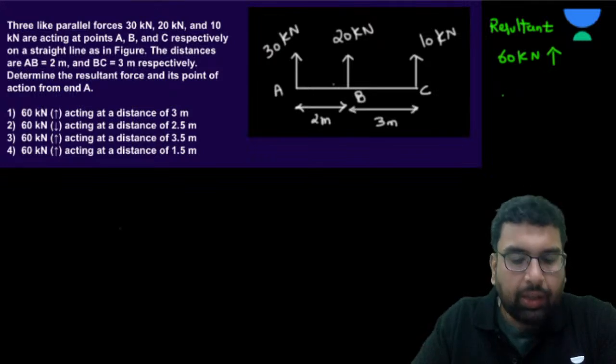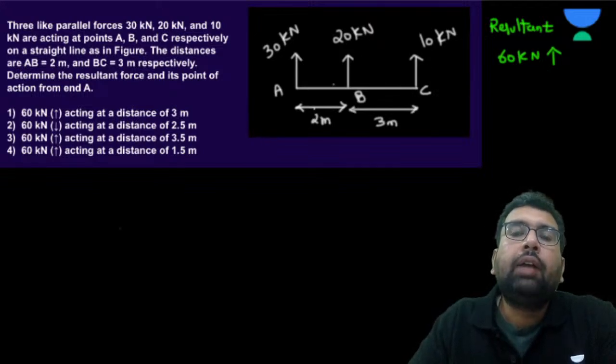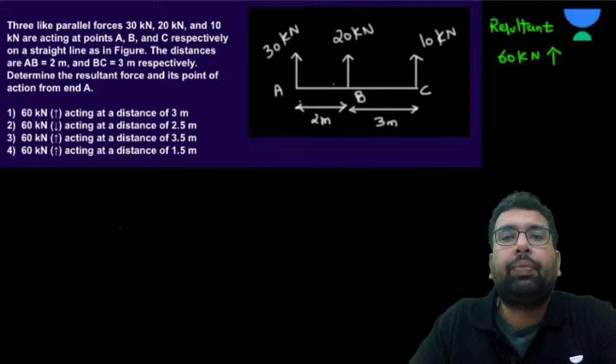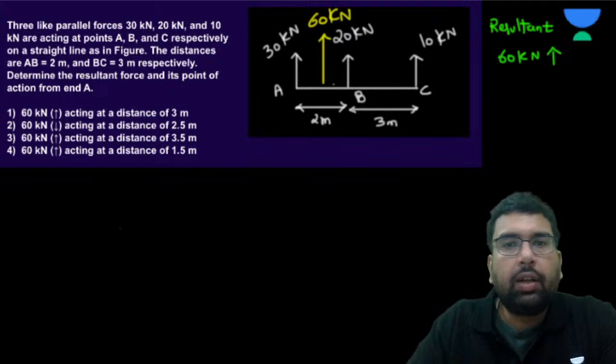Now what is Varignon's theorem? It says that if you take the moment about any point of the forces acting on a body, the resultant will give the same moment about that point. I don't know where this resultant is acting on the body, so let's assume that the resultant, 60 kilonewton, is acting somewhere here. Let me suppose this is x.